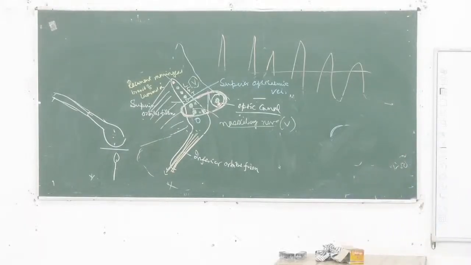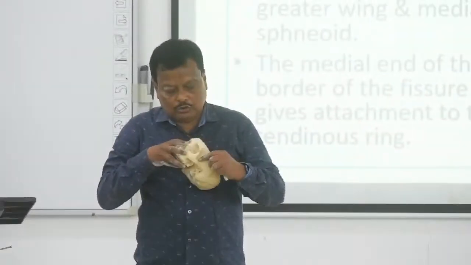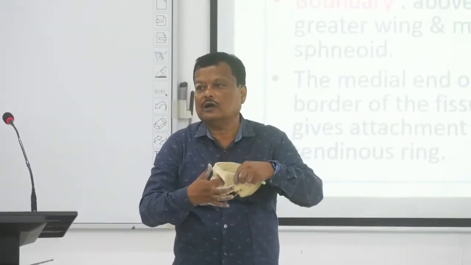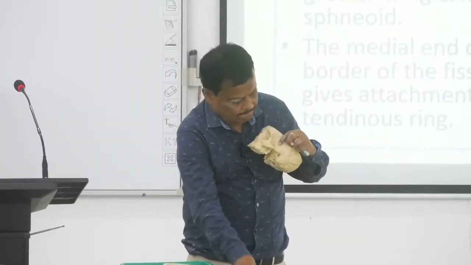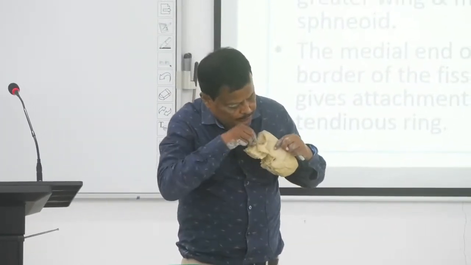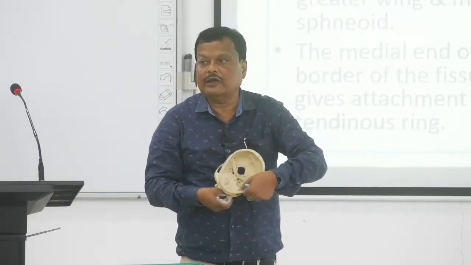Short note, when given, has to be written this way: shape, position, communication. Orbital cavity with middle cranial fossa. Through the superior orbital fissure, the orbital cavity communicates with the middle cranial fossa. Middle cranial fossa, you know, this is the anterior cranial fossa, this is the middle cranial fossa, and this is the posterior cranial fossa. So through this superior orbital fissure, we can communicate through the orbit to the middle cranial fossa.